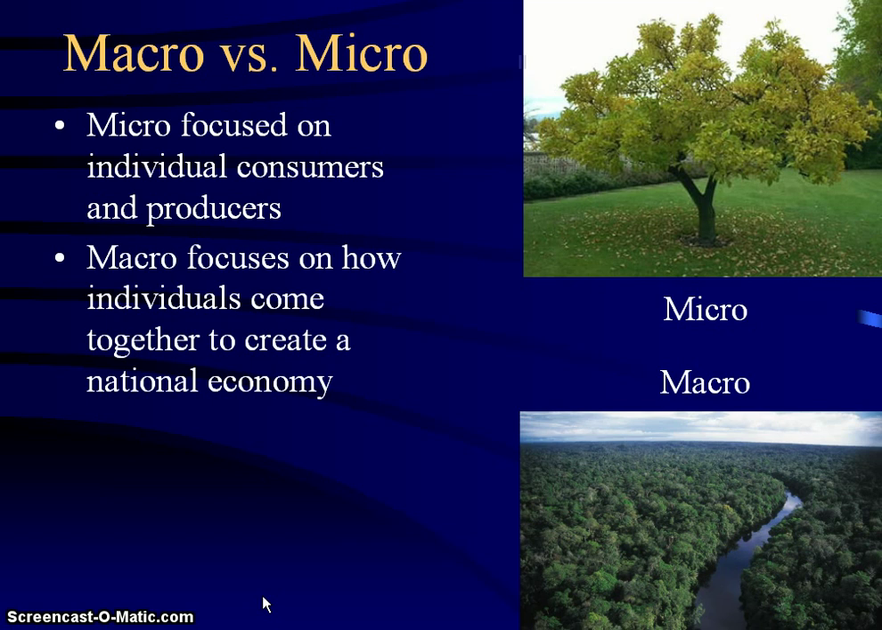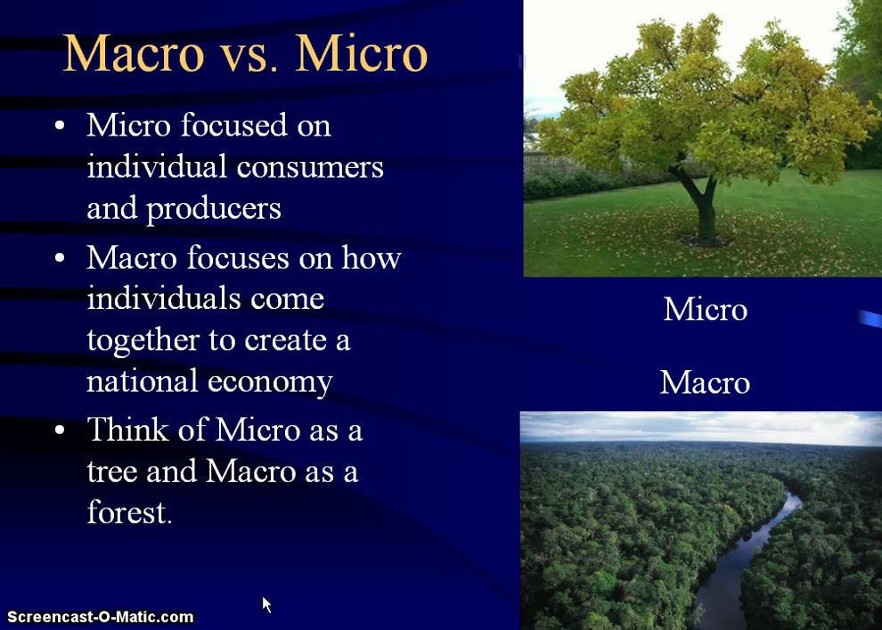Macro is very different. Macro really tries to take all of those individuals together and smush them into one group and create this thing that if you listen to the news a lot, you'll hear referred to as, quote, unquote, the economy. This massive thing that includes hundreds and hundreds of millions of people and trillions of dollars. So macro's focus is on taking all of those individuals and putting them together to create this massive thing called the economy. And if you think about it visually, think of micro as one individual tree and macro as the entire forest, all the trees coming together to make something much more substantial and much more complex.